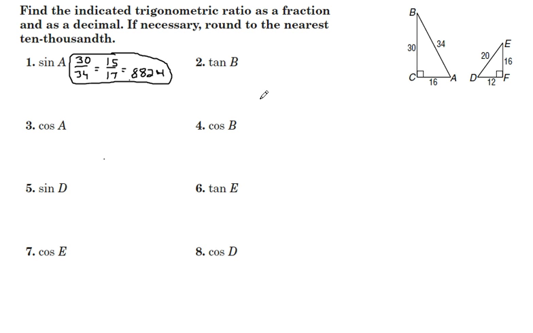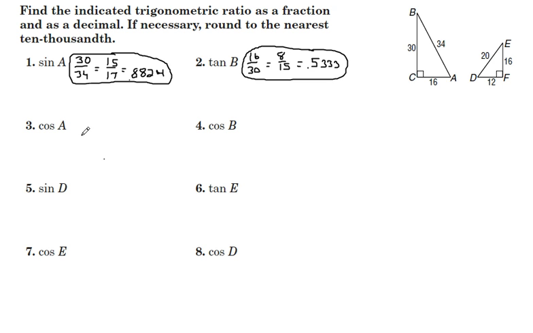Tangent of angle B. We have to look at angle B and reference tangent. Tangent is opposite over adjacent. The opposite is 16. The adjacent is 30. So our ratio is 16 over 30. And that can reduce to 8 over 15 if you like. The decimal in the calculator to 4 places is 0.5333.